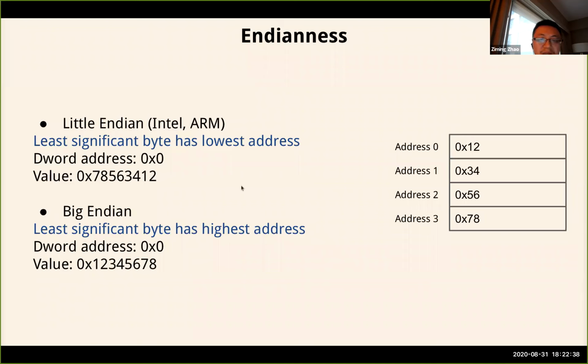And then 34 were stored in address 1, 56 in address 2, and 78 in address 3. That's how we store it. For big endian systems, it's actually reversed order. The least significant byte has the highest address, but we're not using this system, so we will not go through that. But as you can see, how many possibilities can you choose here?